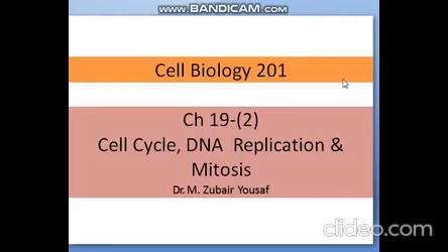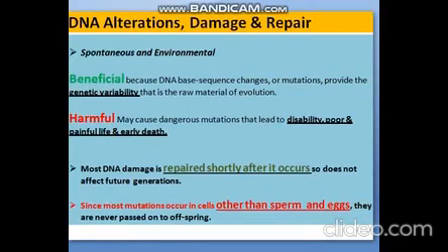Okay, now we will discuss in this part of the chapter the DNA repair system. Here we will see what kind of DNA alterations can be present, what kind of damage is there, and how that damage is repaired. The changes in the DNA may be spontaneous or environmental, and they may be beneficial or harmful.